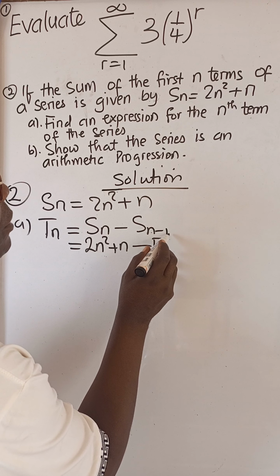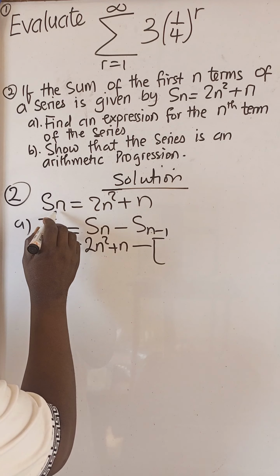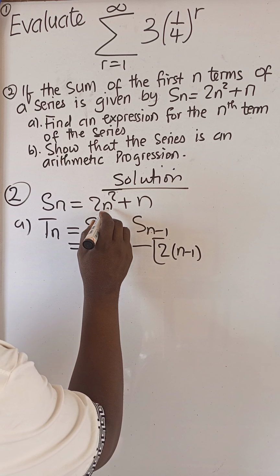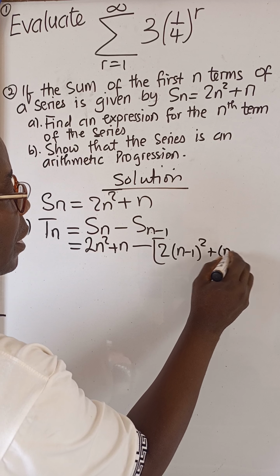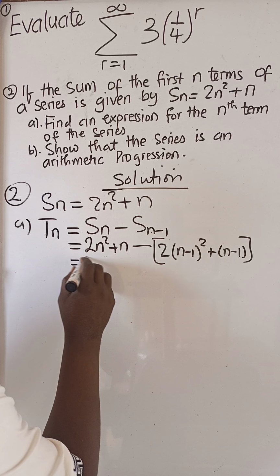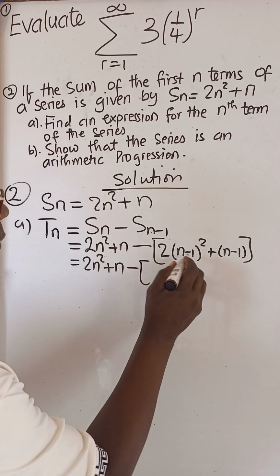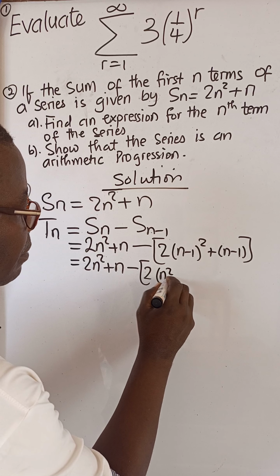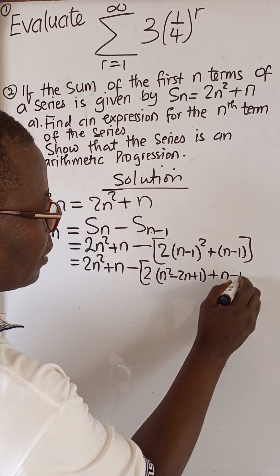This subscript n minus 1 will now take the place of n in that expression. So now we'll have Sn minus 1 is equal to 2 into n minus 1. So everywhere we find n, we replace with n minus 1 squared plus n minus 1. So this gives us 2n squared plus n minus, let's first of all evaluate that. N minus 1 squared is n squared minus 2n plus 1 plus n minus 1.